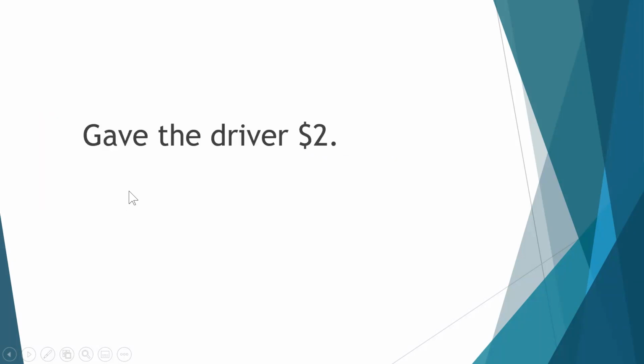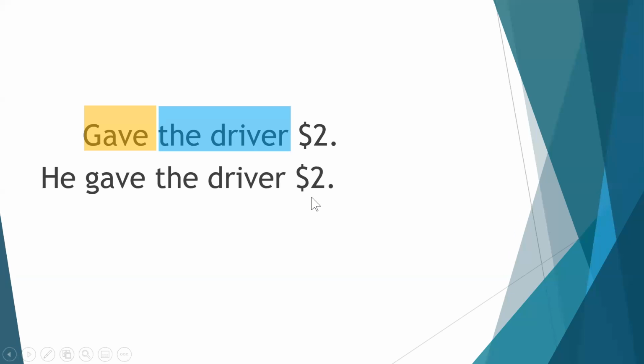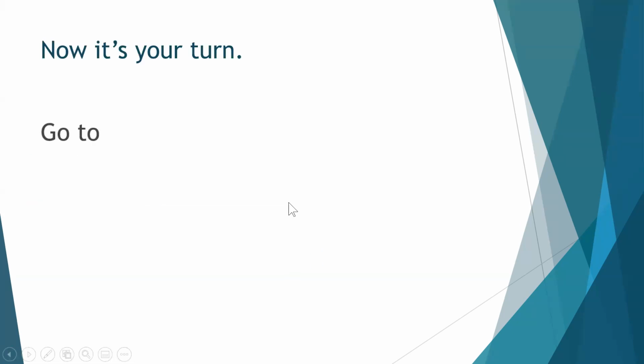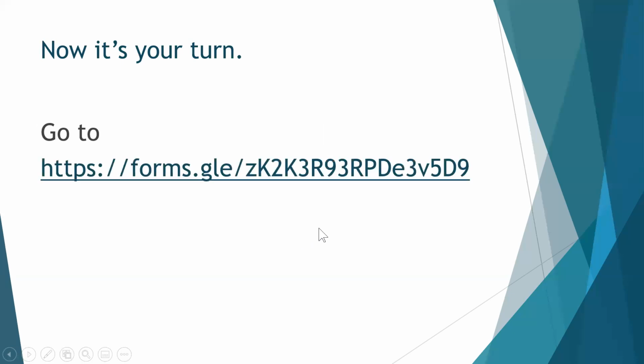Okay, on the other hand, if I say gave the driver $2, something is wrong with this sentence. What is wrong with this sentence? This sentence does not have a subject. Who gave the driver $2? I only have a verb and an object. So in English, for this to be a correct full sentence, you need to say he gave the driver $2. Subject, verb, object.